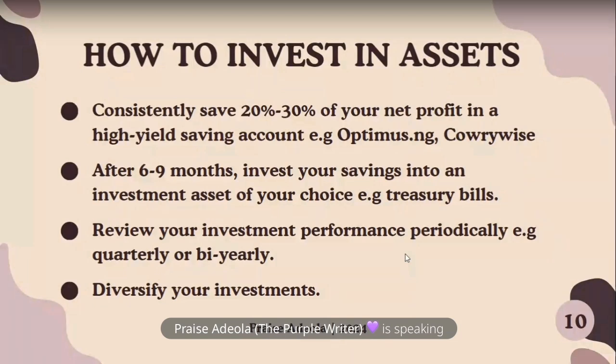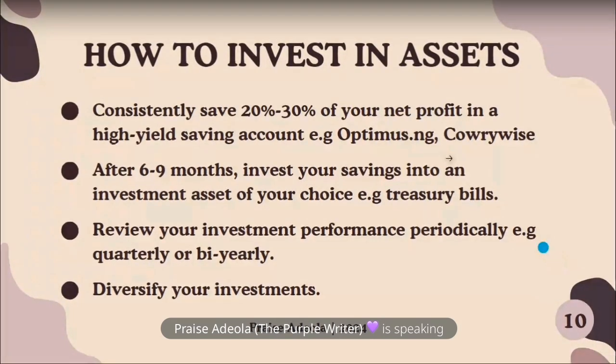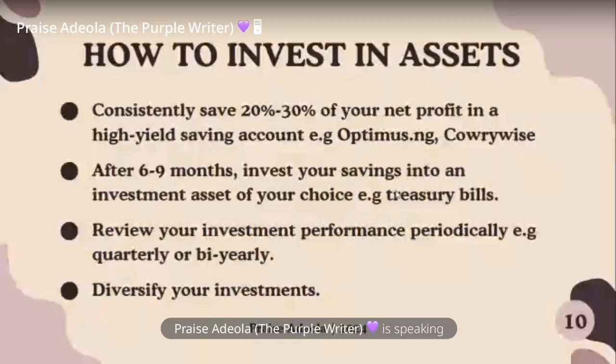So after 6 to 9 months, invest your savings into an investment asset of your choice, e.g. Treasury bills. So after 6 to 9 months of saving in a high yield saving account, you can now invest your money into an investment asset of your choice, be it Treasury bills, be it mutual funds, or be it stocks.